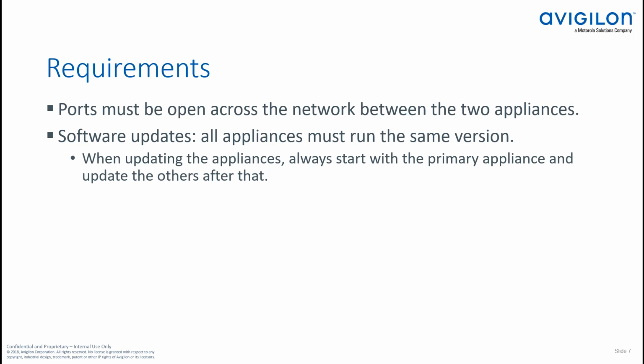In regards to software updates, all appliances must be running the same version when you do the setup of the replication and auto failover. And if you need to apply updates after that, the proper way of doing that is, first of all, you apply the new update to the primary server, and once the primary server is updated, rebooted, and back to its normal operations, then you update all the other appliances in that replication group.